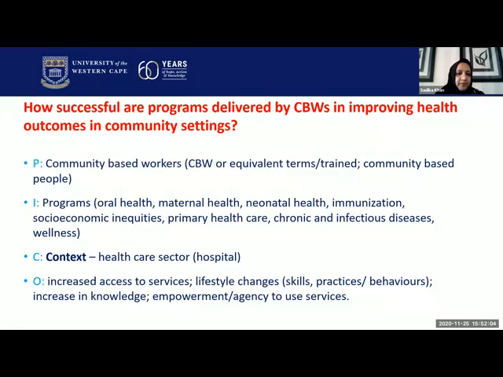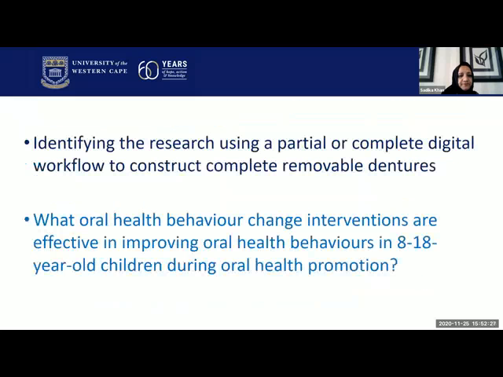The I, or your intervention, is your program. Any kind of healthcare program that the community-based workers are involved in. And the context, of course, is the healthcare sector. The outcomes: increased access to services, lifestyle changes, etc. So you can list whichever outcomes are most appropriate to answer your question. So there's another format for you.